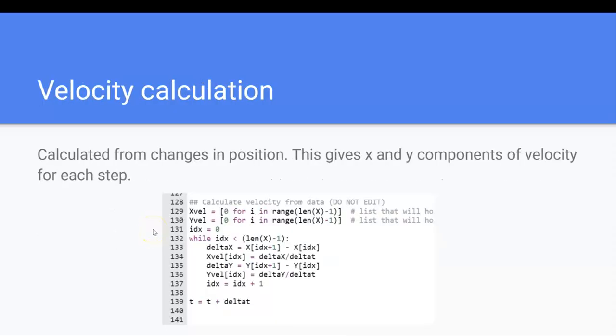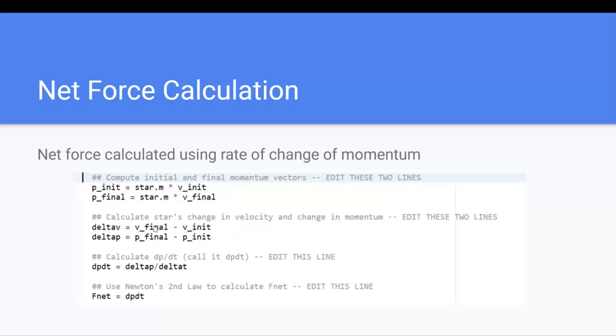Here is the velocity calculation. It is calculated from changes in position. Net force is calculated using rate of change of momentum, and here is the code for that.